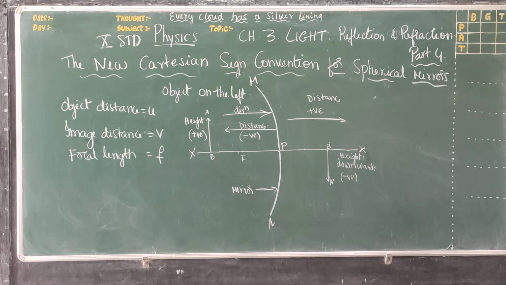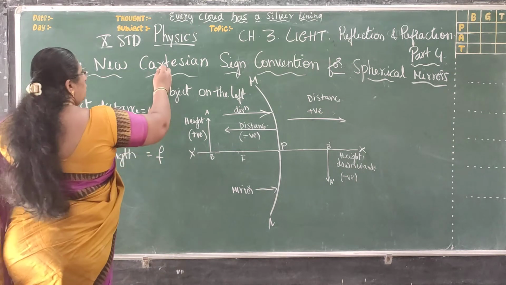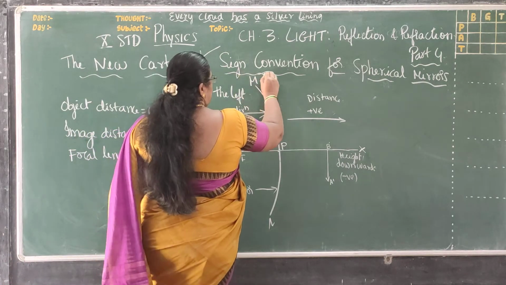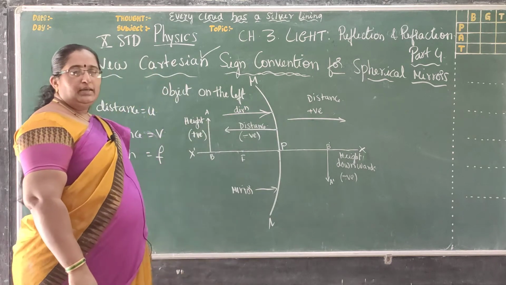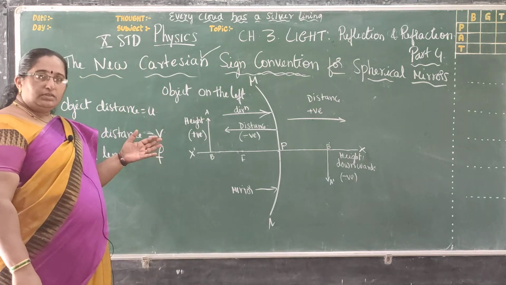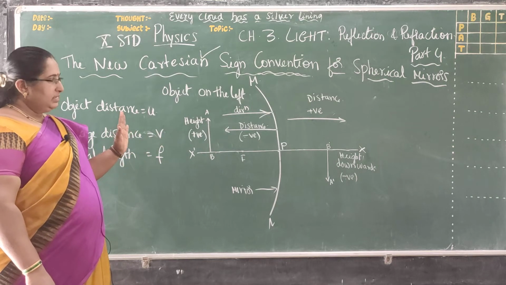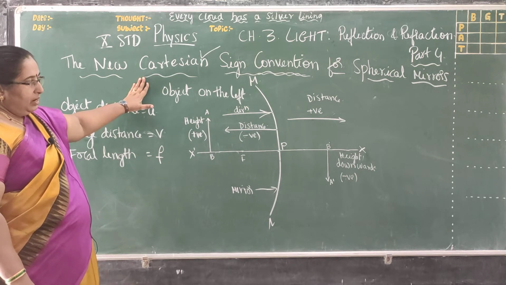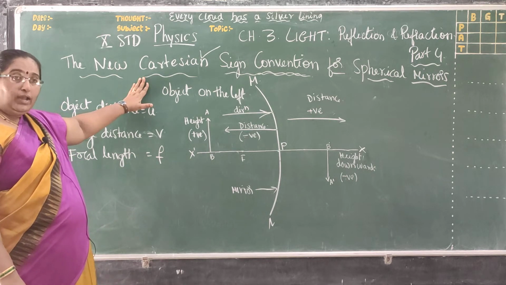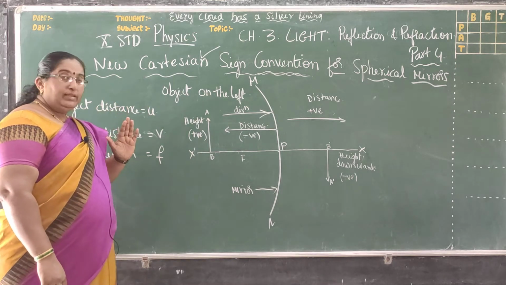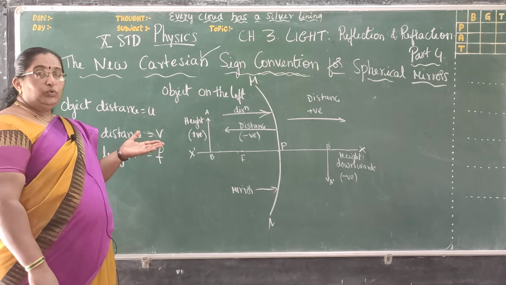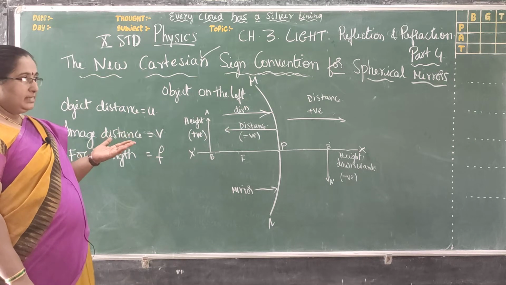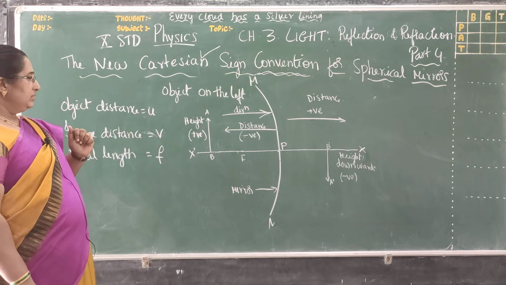So now let us proceed with the new Cartesian sign convention for spherical mirrors. This sign convention is universal. It is followed in every part of the world. The new Cartesian sign convention is adopted so that the image distance, object distance and the focal length are taken with the same convention everywhere, so that we don't make errors in calculating the mirror formula or the distance of the image and the object.